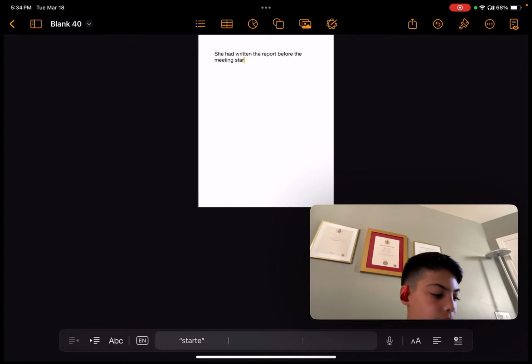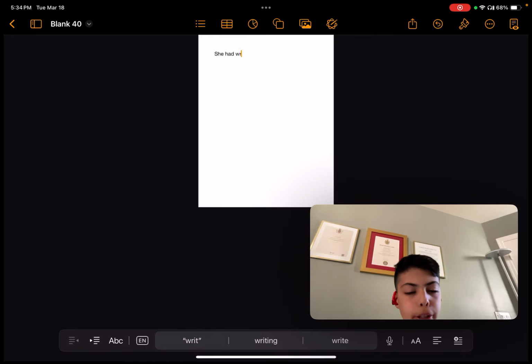And then lastly, for perfect tenses, we have the future perfect tense, which talks about an action that will be finished before another action in the future.